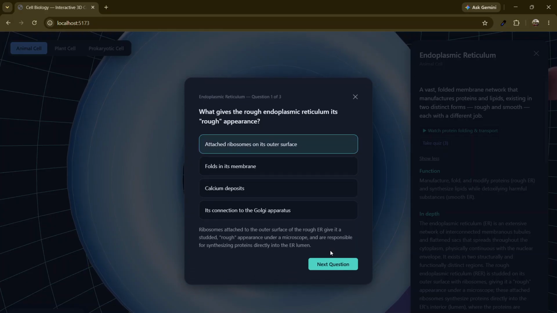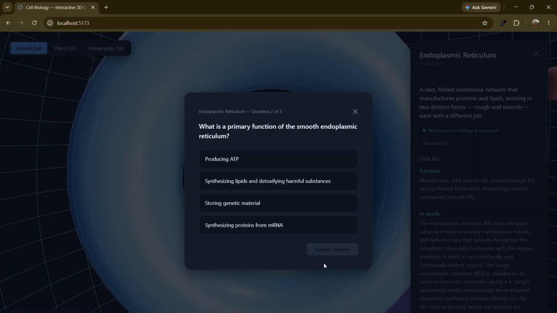So you hit submit answer. You're not going to know how you did until after you did it, but it does give you a description here at the bottom, which I originally did not have, but I decided to go ahead and do it. All right, let's go to the next question. What is a primary function of the smooth endoplasmic reticulum?